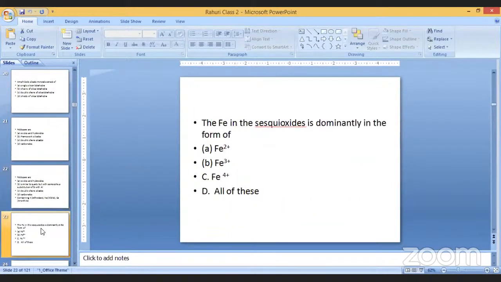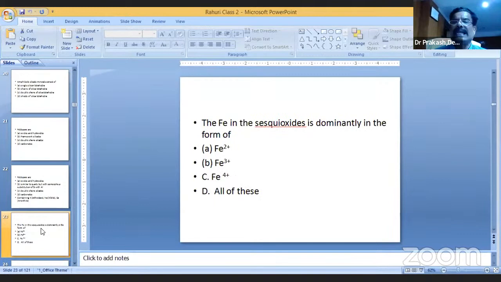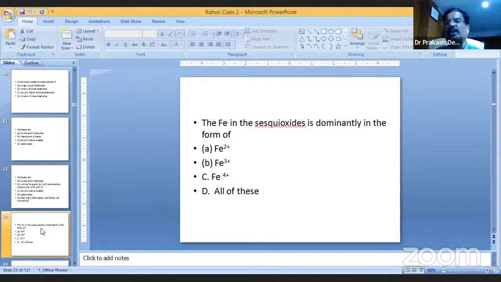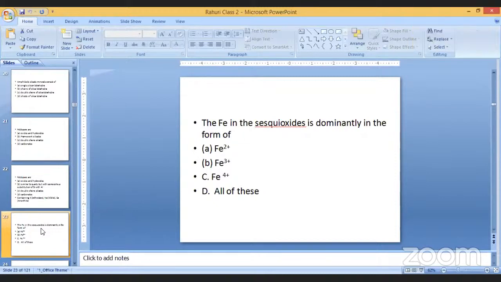Okay. So then coming to the Fe in sesquioxides, it is dominant in the form of what? And remember here, sesquioxide, there is no chemical name as such. It represents iron and aluminum oxide, right? So that is the basic thing you have to remember. In which form will iron be present in sesquioxide? Fe2 plus. Okay.